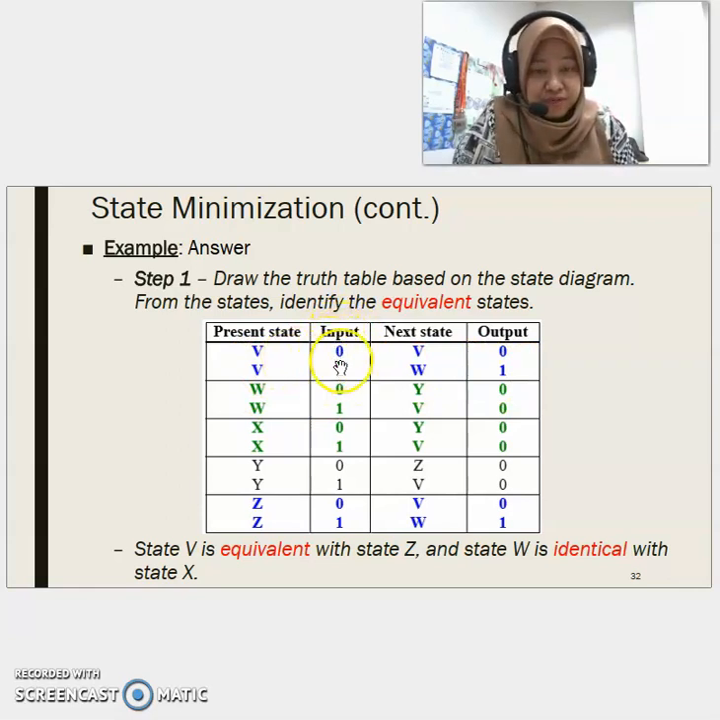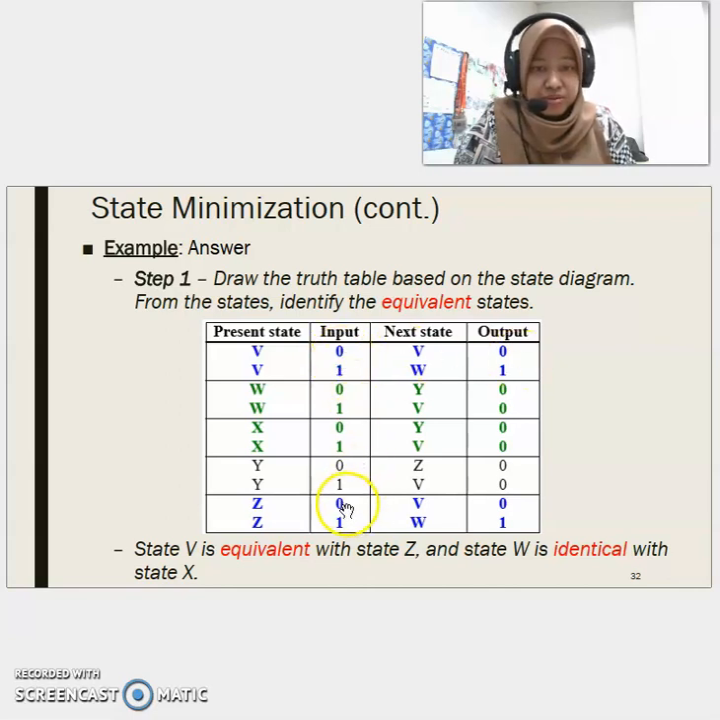In this case, state V has two inputs, 0 and 1. When the input is 0, the next state is V and the output is 0. When the input is 1, the next state is W and the output is 1. Can we see any other states with the same pattern? Over here we can see the blue colored one. It has the same pattern, isn't it?